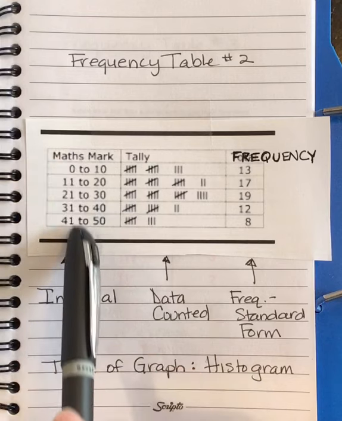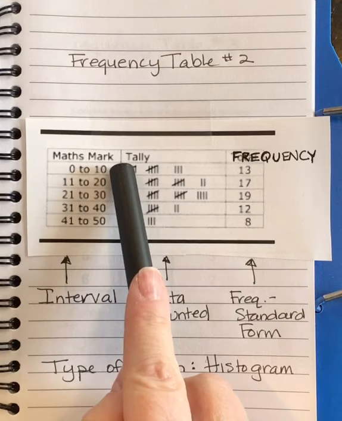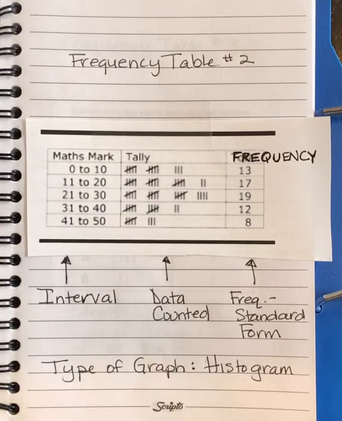Here you can see that we have intervals. So intervals, you'll see they don't overlap. This one goes from 0 to 10. The next one goes from 11 to 20. Next one from 21 to 30, and so on. So if we were to count, each of those intervals contains a total of 10 numbers.